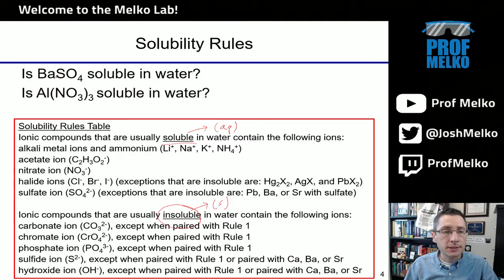So this is just a more straightforward question. Are these substances soluble in water? The first, BaSO4, barium sulfate. We can read through here and see that the sulfate anions appear here. They're always soluble unless it's lead, barium, or strontium with sulfate. So when barium's paired with sulfate, it is no longer soluble, so this would be insoluble. Barium sulfate is not soluble in water.